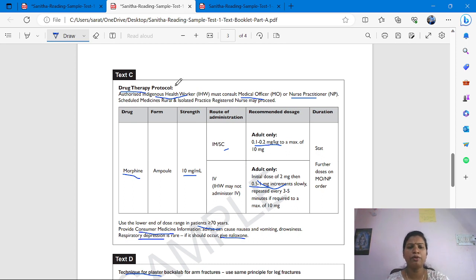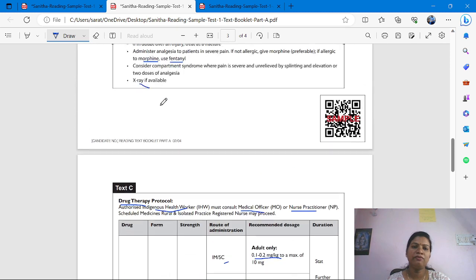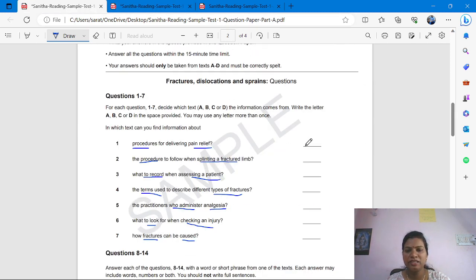But the third paragraph, they are saying drug therapy protocol. What do you mean by protocol? Protocol means another word for procedure. You have to follow these protocols before giving this medication. What are the protocols? They are saying authorized indigenous health worker must consult medical officer or nurse practitioner. Then they are saying scheduled medicines, rural and isolated practice nurse, practice registered nurse may proceed. This is the protocol. This is the procedure. So, the first answer, which paragraph? Sorry, which paragraph we got: C.